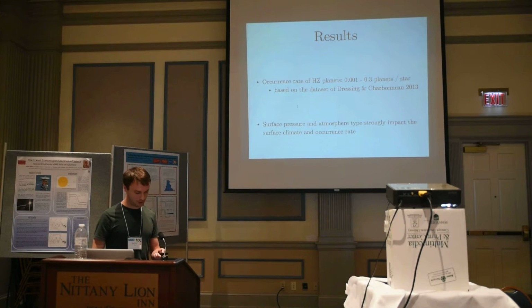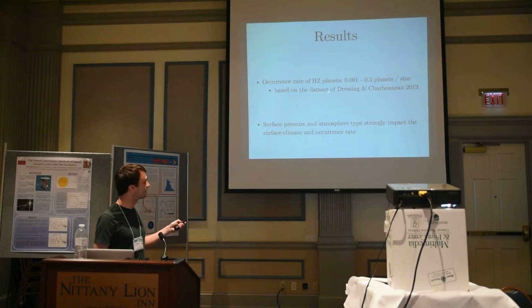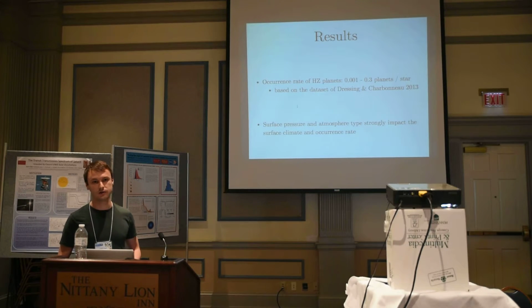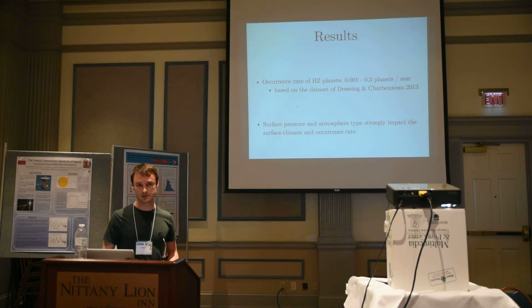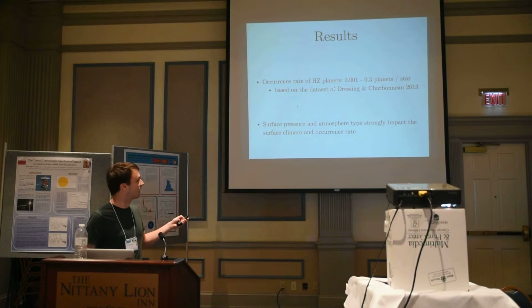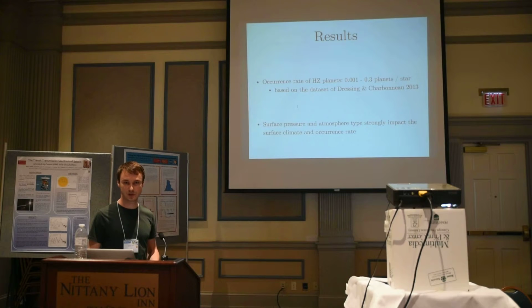So I said I also want to calculate the occurrence rate of habitable planets. And to do that, I use a data set of Lessing and Charbonneau. That's about small planets around small stars, M dwarfs. And so what I find is that the occurrence rate would be anywhere between 0.001 and 0.3 planets per star.